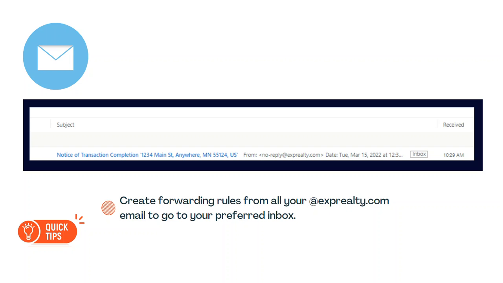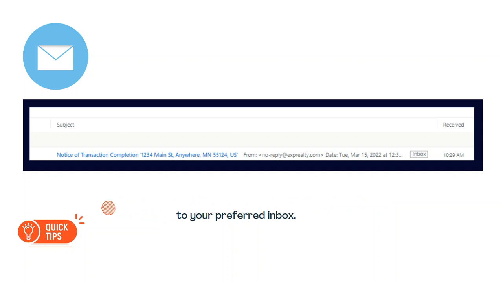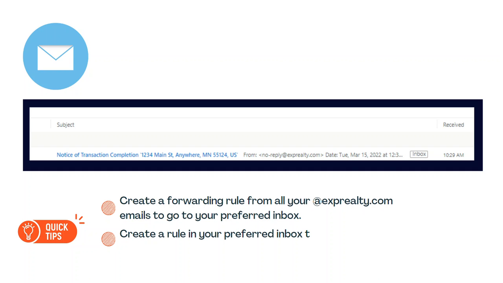So make sure that you have any forwarding rules set up to have all these emails go to your preferred inbox that you're using, whether that's with the team, whether that's a different one, but make sure you're getting these and seeing them on a regular basis. Once you do that, create a rule within that inbox where it comes to the top of the inbox based on that subject keywords, notice of transaction completion.